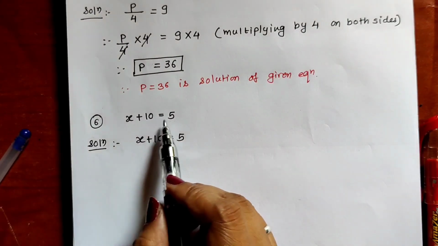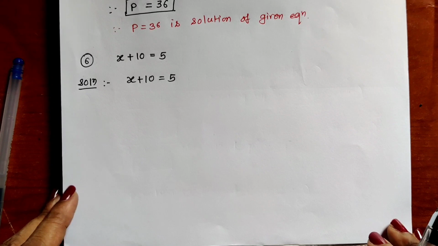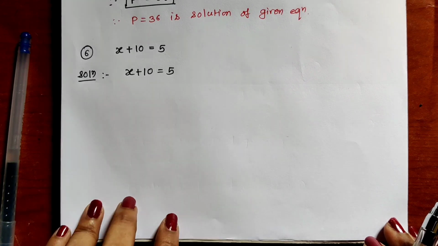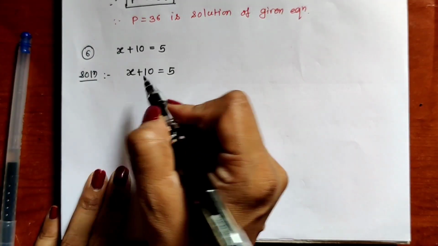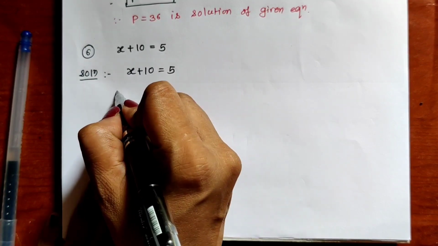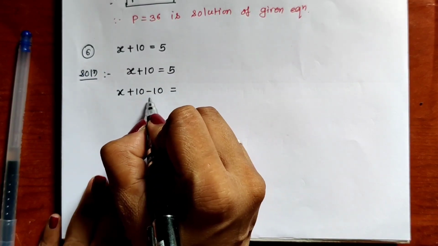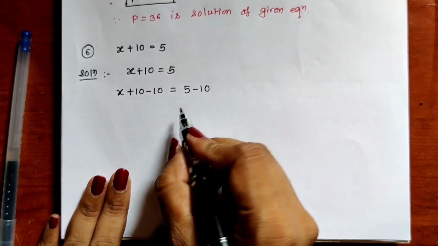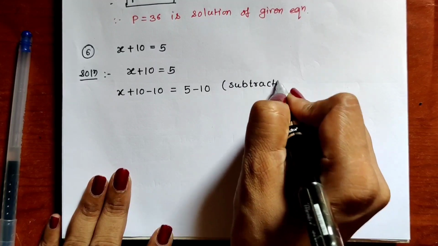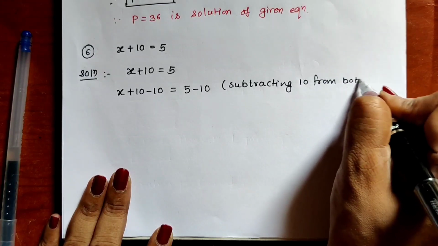Next we have x plus 10 is equal to 5. Variable side is left hand side. Always see that you have to bring the variable side on the left hand side, so it becomes convenient to solve our sum. So on left hand side we are having x plus 10. 10 is added. That means which operation we have to perform? Subtraction. So x plus 10 is there, that means we have to do minus 10. As we are doing minus 10 on left hand side, we have to do minus 10 on the right hand side. 5 minus 10. So subtracting 10 from both sides.